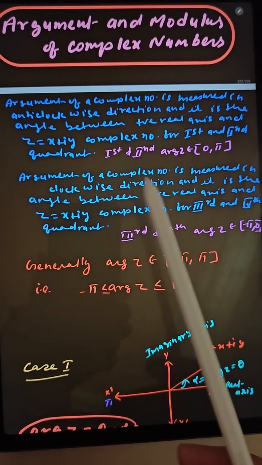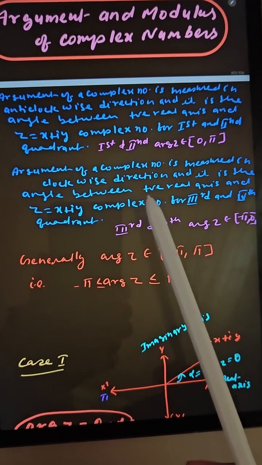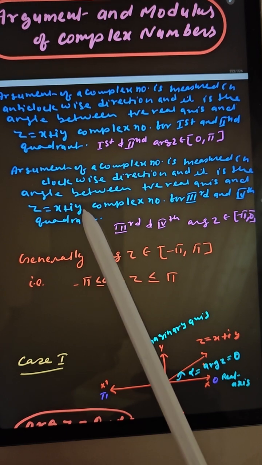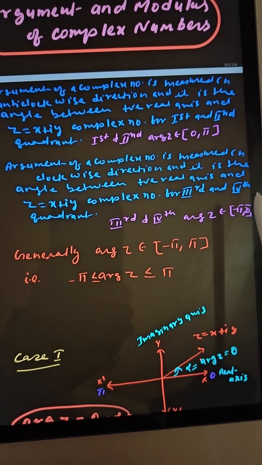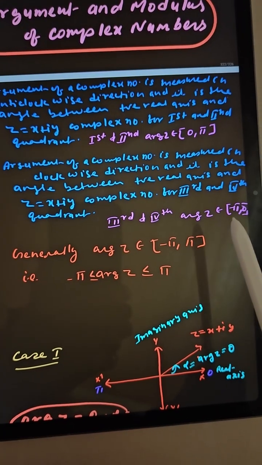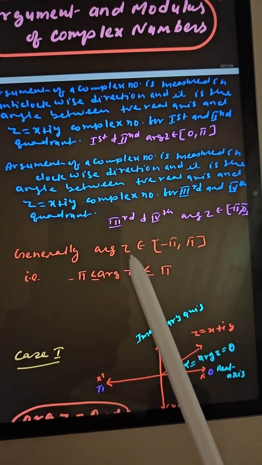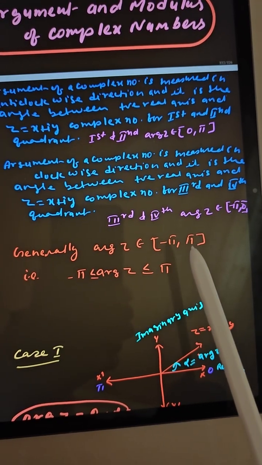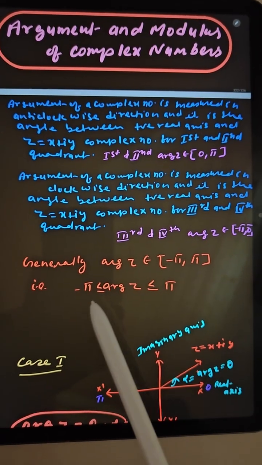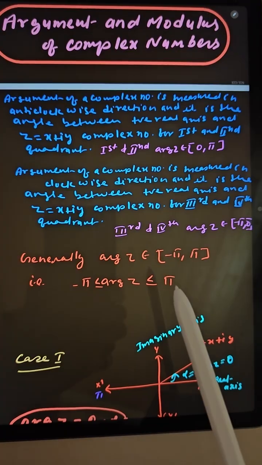Also, the argument of a complex number is measured in clockwise direction, and it is the angle between the positive real axis and the complex number z = x + iy for the third and fourth quadrant. In the third and fourth quadrant, the argument of z lies between minus pi and 0. Generally, the argument of z lies between minus pi and pi for all the quadrants. So argument of z is greater than or equal to minus pi and less than or equal to pi.